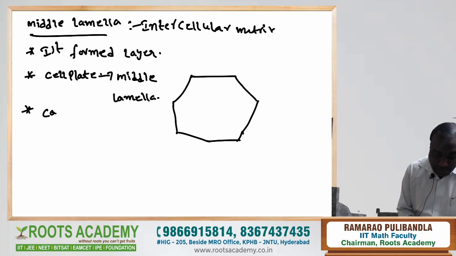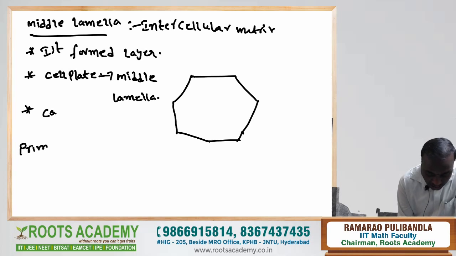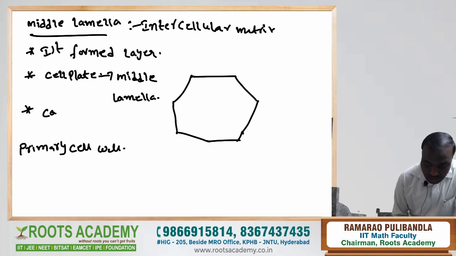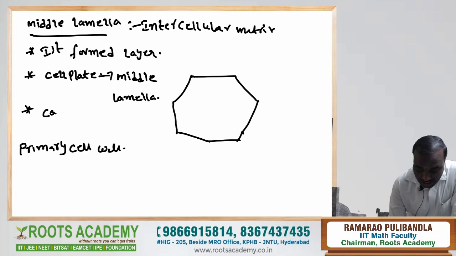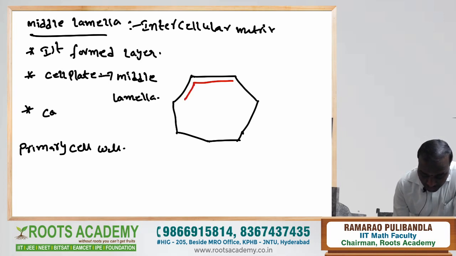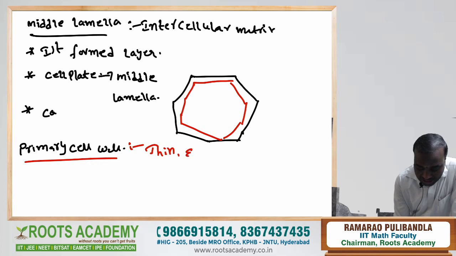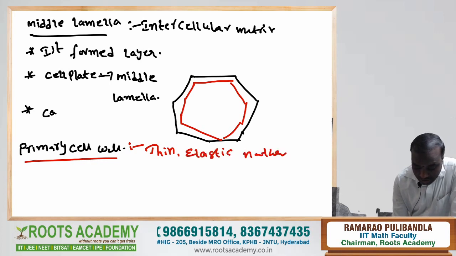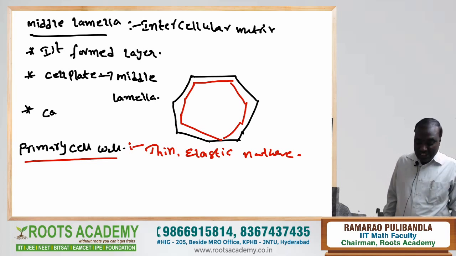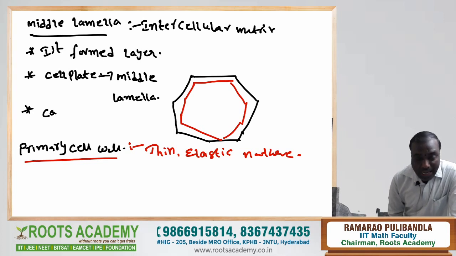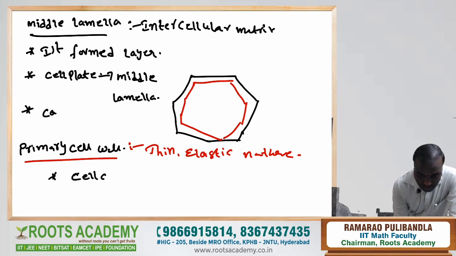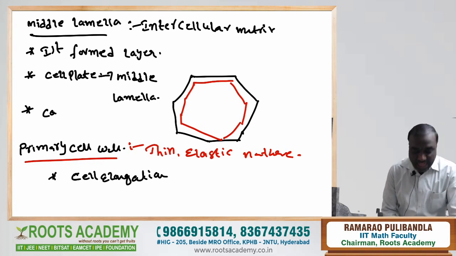The second one is the primary cell wall. Generally, the primary cell wall is present inner to the middle lamella. Generally, the primary cell wall is thin and elastic in nature. What is the function of the primary cell wall? It is meant for cell elongation or cell expansion.